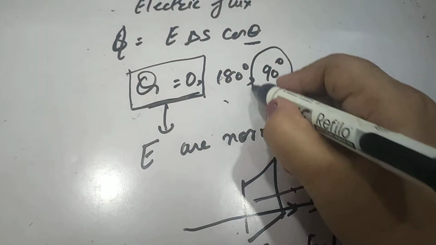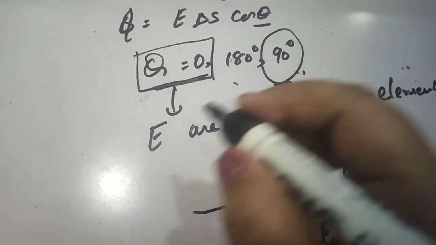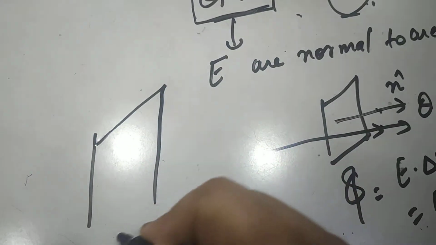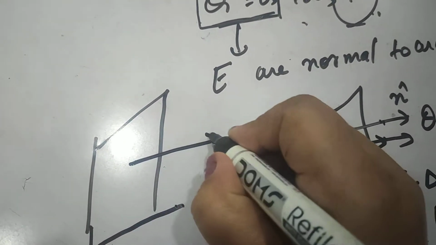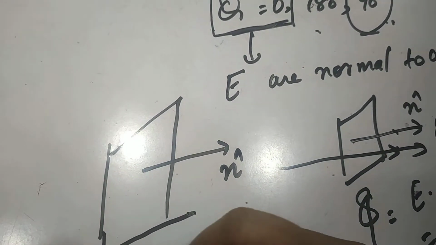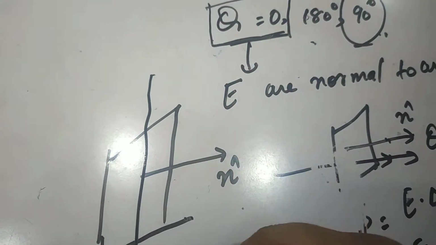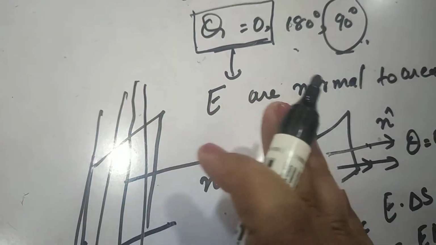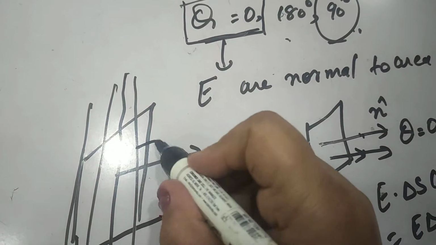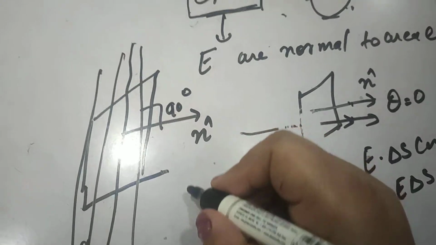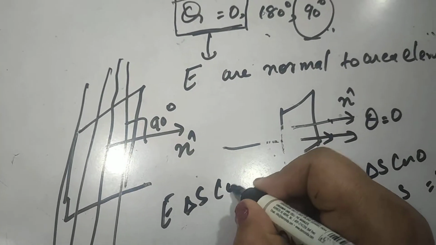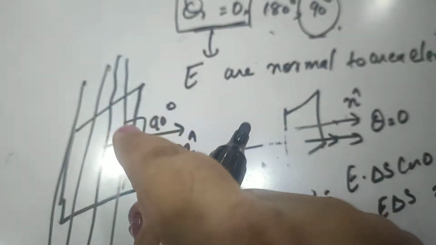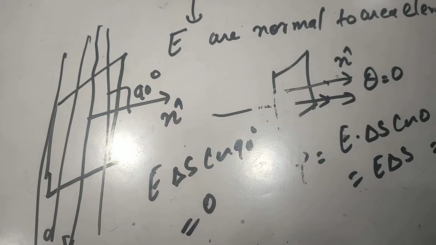When theta is 90 degree, it means the lines are passing parallel to the surface. For example, we are having this surface having outward drawn normal, and field lines are passing parallel to the surface like this. They are crossing like this. So clearly no field line is passing through that surface. So the angle becomes 90 degree, or we can say E delta S cos 90, which is equal to 0. Since no line is passing through the surface, the flux is 0.